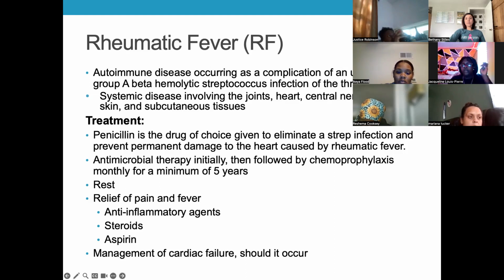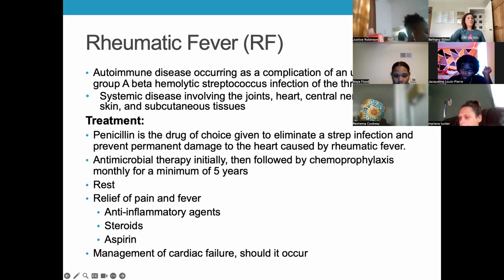And the whole point is to make sure that that infection does not come back and cause rheumatic fever. So it's a preventative measure to make sure that we don't have an untreated infection. These patients are going to need lots of rest periods. They're going to have pain and fever associated with the swelling in the joints. So we're going to be on anti-inflammatories. We might need steroids, aspirin to help with those pain and fevers. And then in the event of cardiac failure, we would have additional management for that.